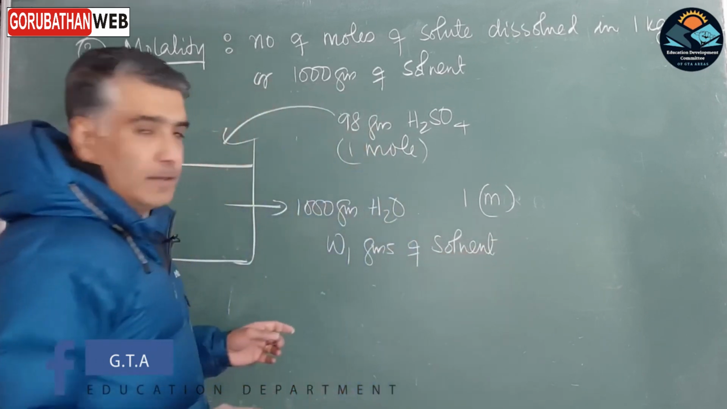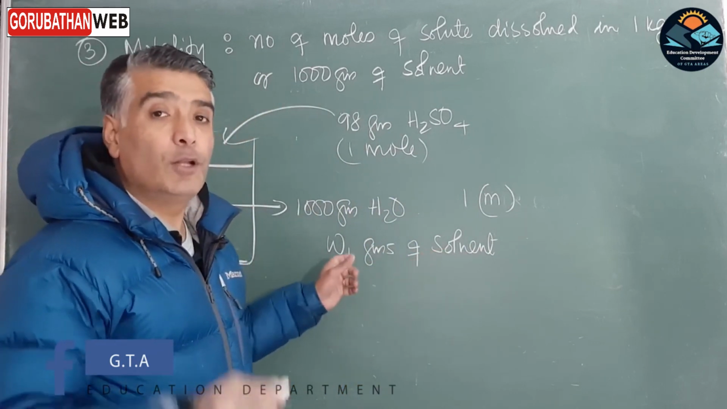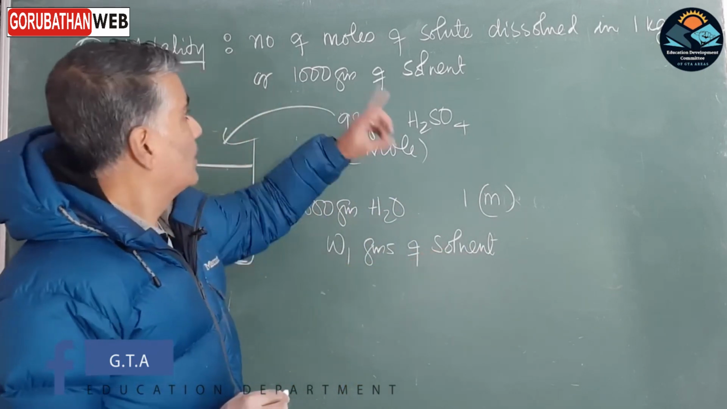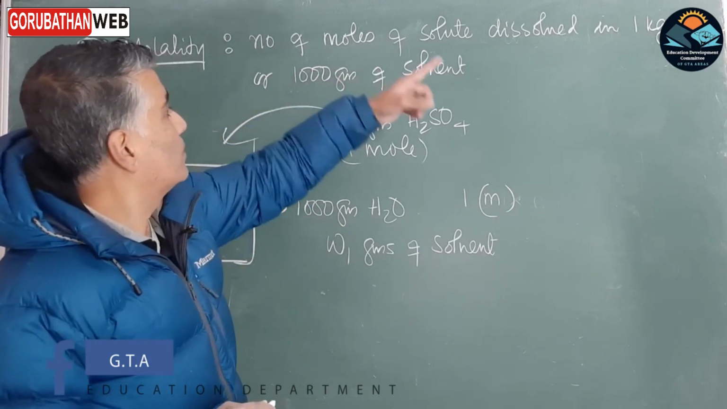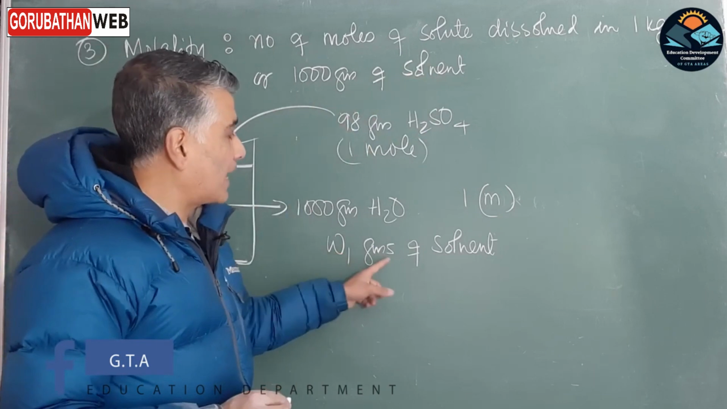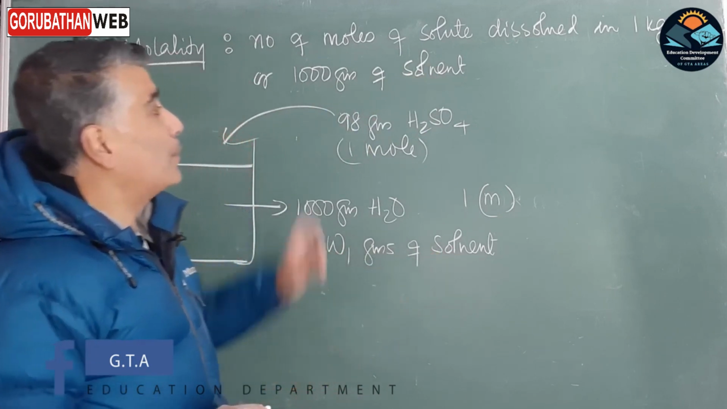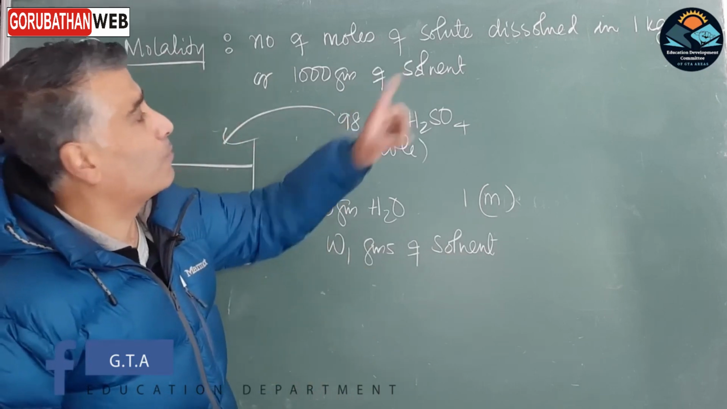Earlier, in the case of molarity, I started with V1 liters, because there the volume of the solution was required. Here there's no volume anywhere. You see, number of moles in 1 kg, so there are only masses. So I've taken W1 grams of solvent. By taking W1 grams of solvent, I'm breaking that barrier, that constraint of 1 kg.